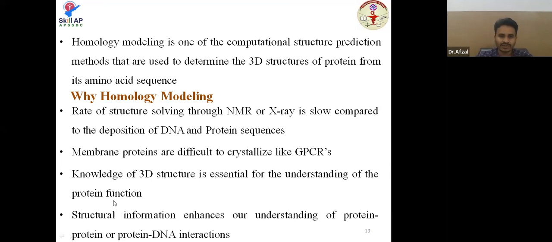So based on the 3D structure only, the function of the protein is dependent, so that we can see whether our lead molecule or the molecule under consideration can alter its protein function. And structural information further enhances our understanding of how this protein interacts with other proteins, or whether it interacts with other DNA molecules, right? So all these will help us to design better drugs and deliver the best molecules in all the terms.